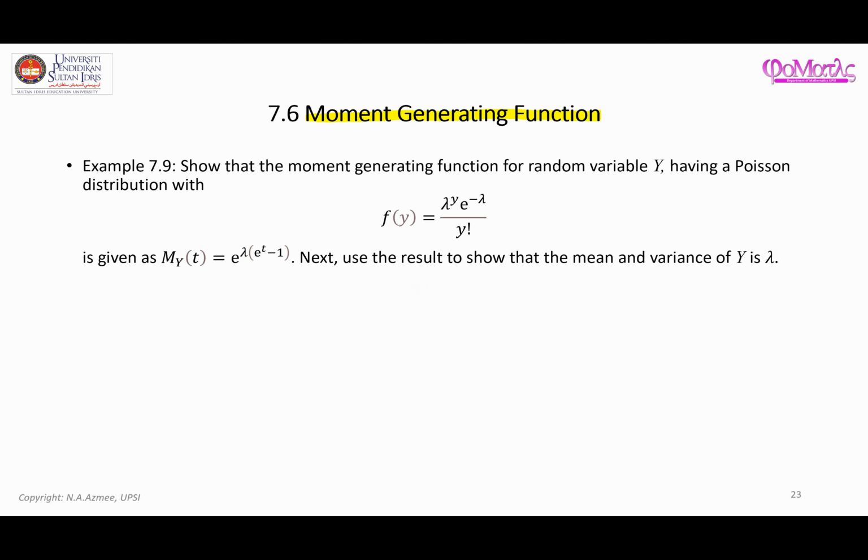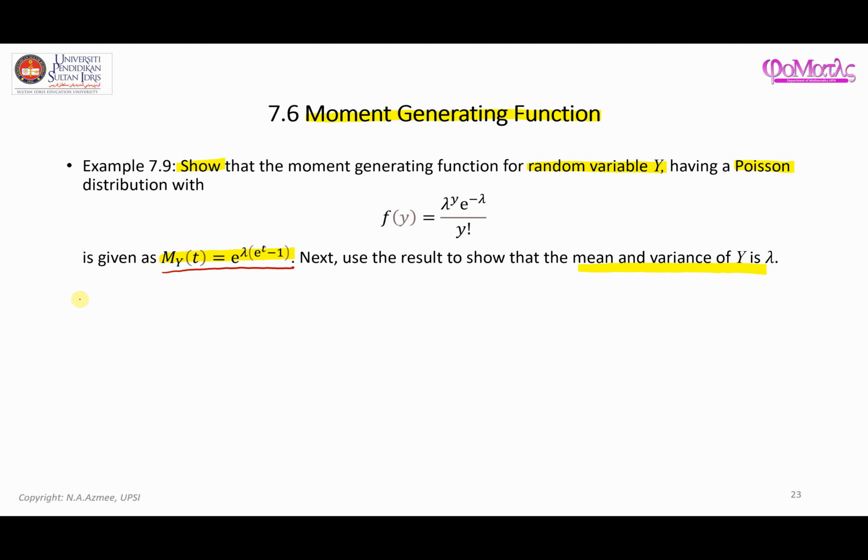So in this particular example here, we have our random variable y having a Poisson distribution, which is described by this probability distribution right here, and you are asked to show that the moment generating function is given as such, and after that you are required to use this moment generating function to further demonstrate that the mean and variance of y is lambda.